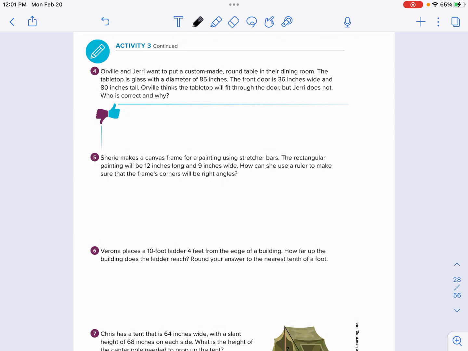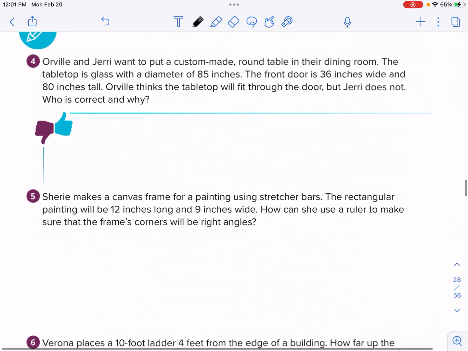So it says Orville and Jerry want to put a custom-made round table in their dining room. The tabletop is glass with a diameter of 85 inches. The front door is 36 inches wide and 80 inches tall. Orville thinks the tabletop will fit through the door, but Jerry does not. Who is correct? For right now, let's just draw this door here.